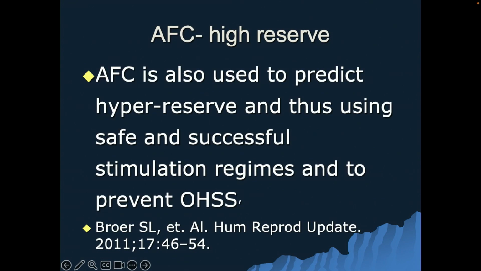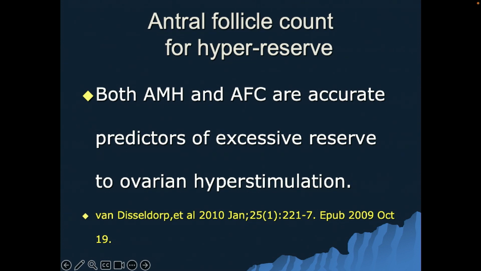Even in hyper-reserve patients, high-reserve patients, AFC is also used to predict the hyper-reserve, and thus use safe and successful stimulation regimes and prevent OHSS. Both AFC and AMH are accurate predictors of excessive reserve and ovarian hyperstimulation.